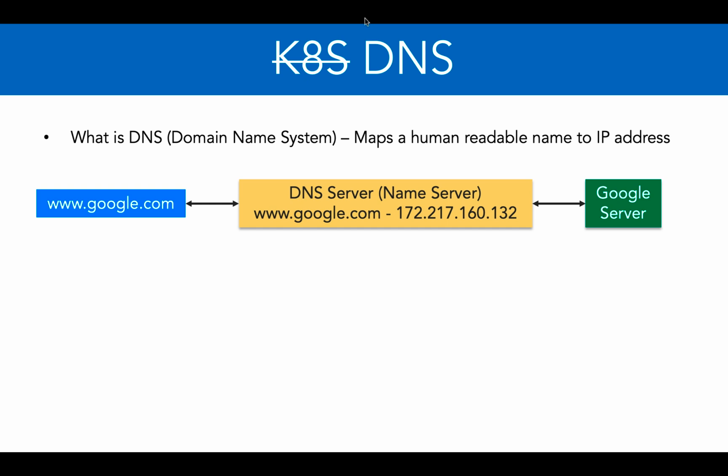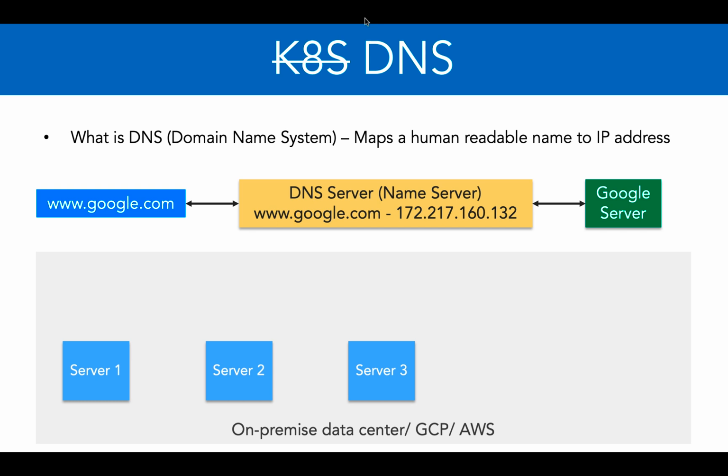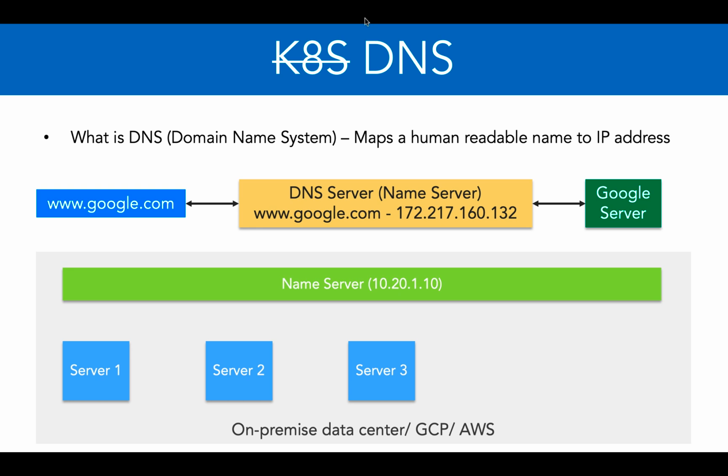Now, if we take this concept back to our on-premise data center or GCP or AWS for that matter, we have multiple servers: server 1, server 2, server 3. These are the names of the servers, not IP addresses. So can we use the names of the servers to talk to each other, meaning the host name of the server? The answer is yes, because you might have done that multiple times. You use the host name instead of the IP address of the servers within the data center or within the cloud. You can use any cloud service provider.